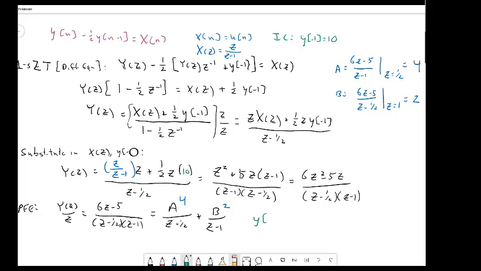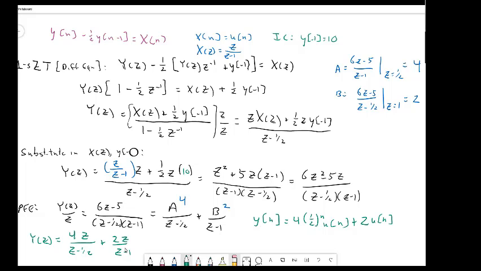y[n], the inverse transform of 4 over z minus 1/2, well, that's our Y(z) over z. Our Y(z) then equals 4z over z minus 1/2, and 2z over z minus 1. That we can inverse transform directly using the lookup table. That's a 4 times 1/2 to the n u[n], and 2 times z over z minus 1 gives us a 2u[n].